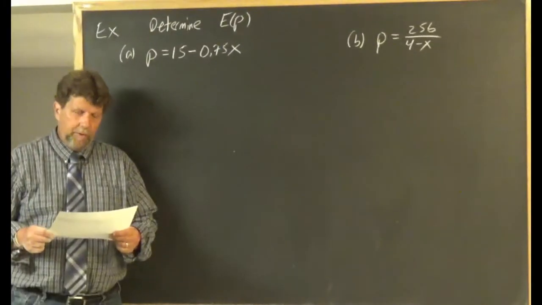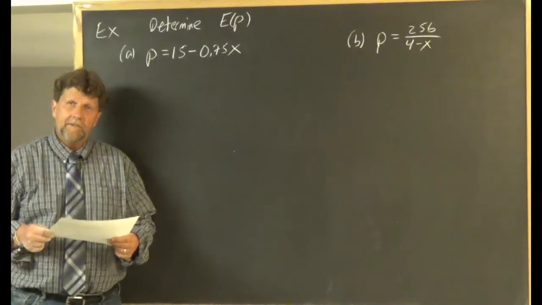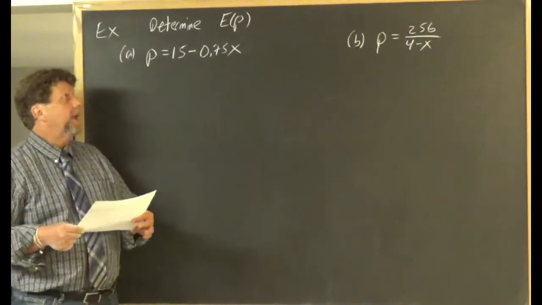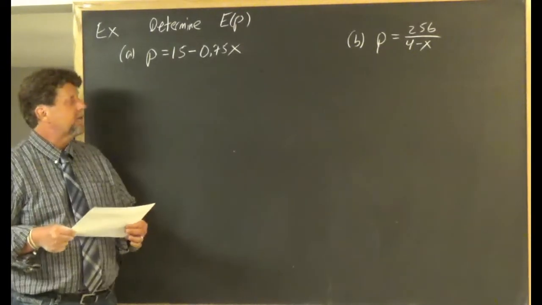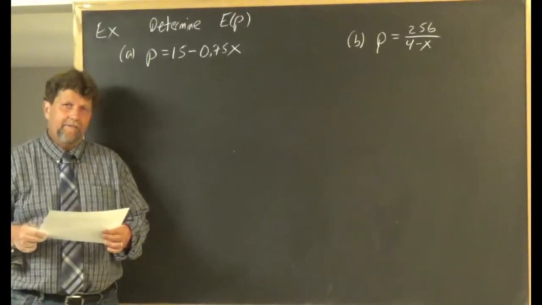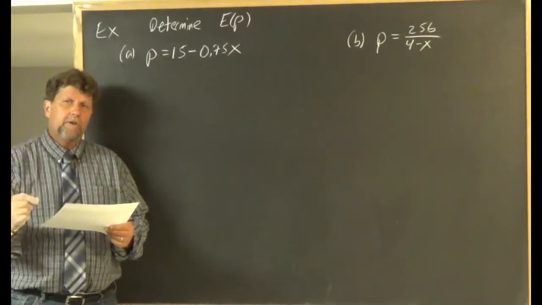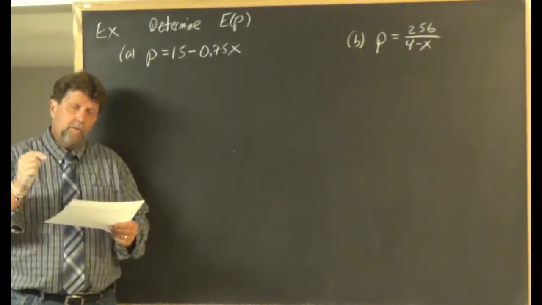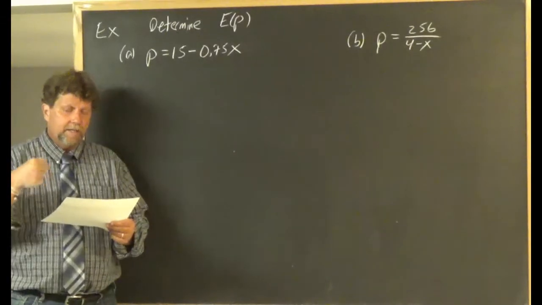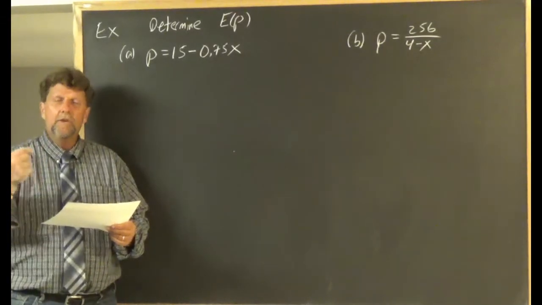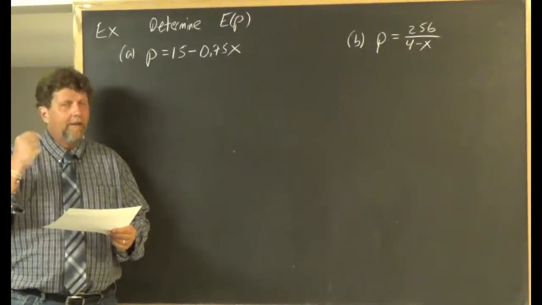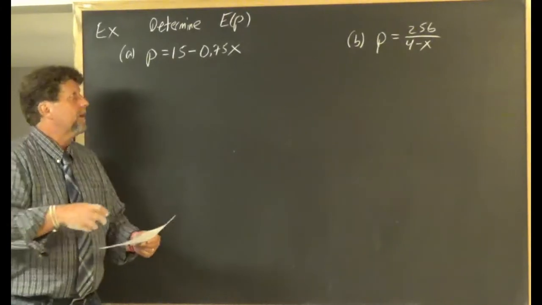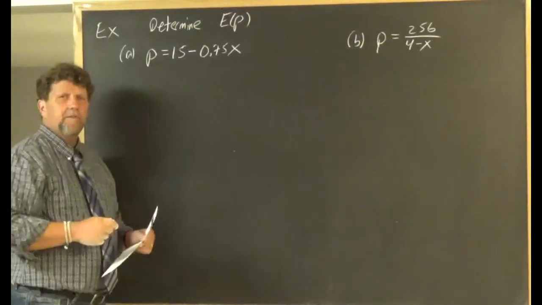Hey folks, in this example we were asked to determine the elasticity of demand, E of p, for each price demand function. So in part A, we're given the price demand function of p equals 15 minus 0.75x. So the first thing we have to do, and I just mentioned it before we headed off to the chalkboard, is in both of these we need to turn it into just a demand function. We need to turn it into x equals d of p. So we have a little bit of work to do first before we can find the elasticity of demand. So remember, I have to solve this for x.